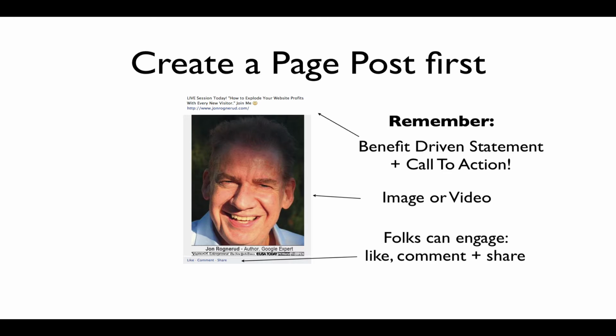You can see an example here of one that I had done: live session today, how to explode your website profits with every new visitor, etc. You want a benefit-driven statement plus a call to action and a URL. And you can set up tracking URLs and all kinds of other things here. It's really cool, a lot of opportunities, but really just get them straight to your web page, a specific page that matches that particular message. Secondly, you want to use a video or an image, as you can see there. Plastered my face all over the place.